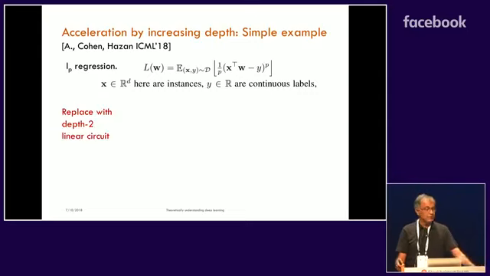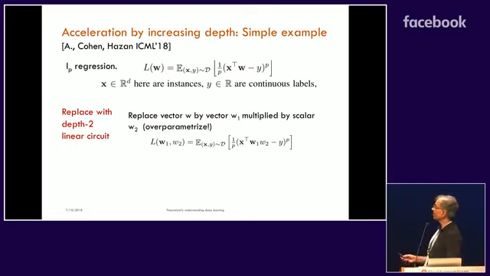Well, we're going to replace this simple convex problem with a depth-two linear circuit. By that I mean, I'm going to replace a vector w in this learning problem by a vector w1 multiplied by a scalar w2. So I've overparameterized by 1. A D-dimensional vector times a scalar. So just one additional parameter. So now that's our new objective: instead of w, w1 times w2.